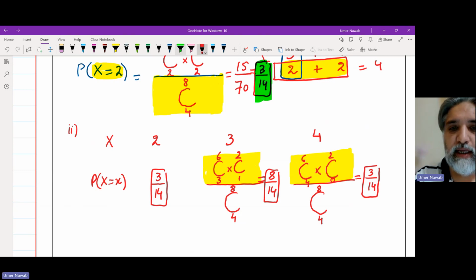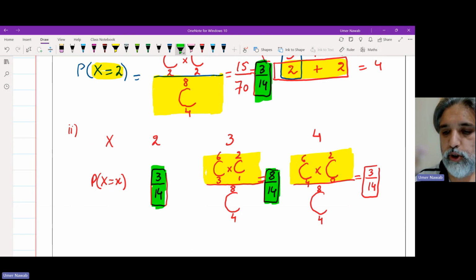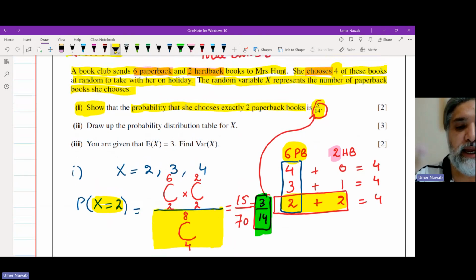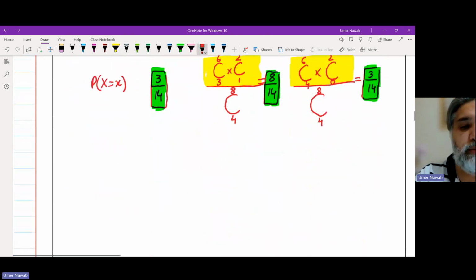You need to check in the exam the sum of the 3 probabilities should be equal to 1, which will validate the discrete probability distribution. Yes, 3/14 plus 8/14 plus 3/14 is 14/14, which is equal to 1. Now let's go to the third part. Examiner has given you the expected value and asking you what is the variance. Now let me explain you what is the definition of expected value.